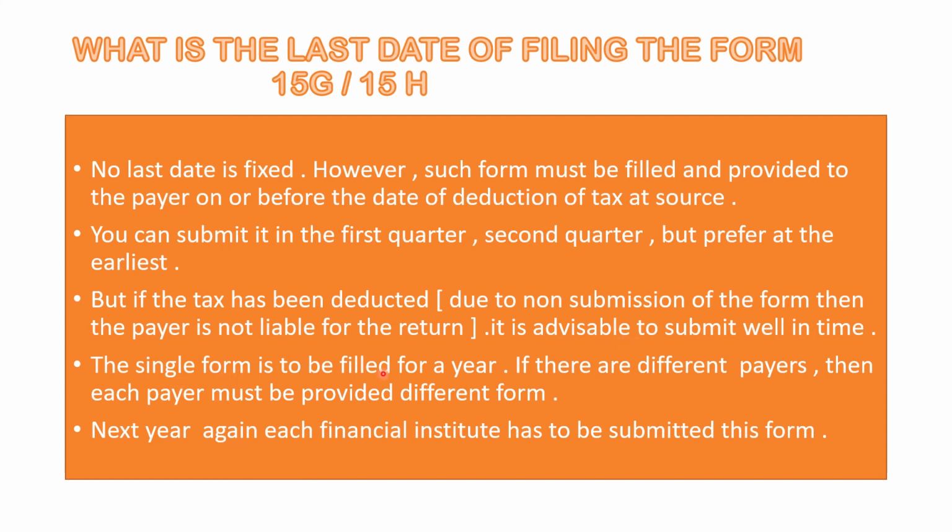A single form is to be filled for one year. If there are different payers, then each payer must be provided with a different form. If you have FDs in 20 different banks, then you have to fill these forms and submit them to 20 different banks. Next year comes, again you will submit the equivalent number of forms to the equivalent number of financial institutions if you want to save your tax from being deducted at source.